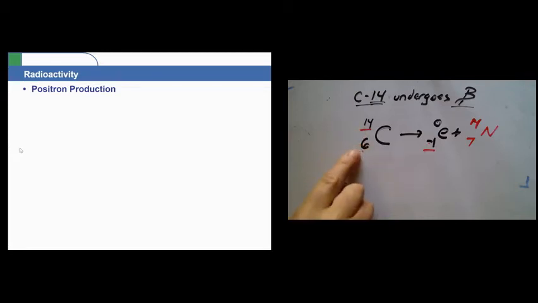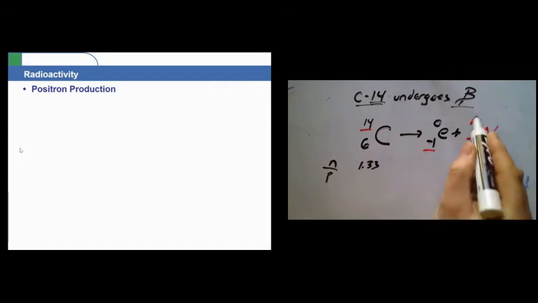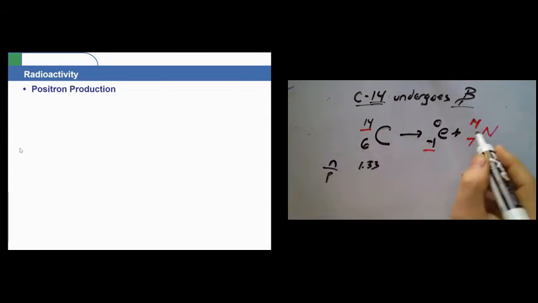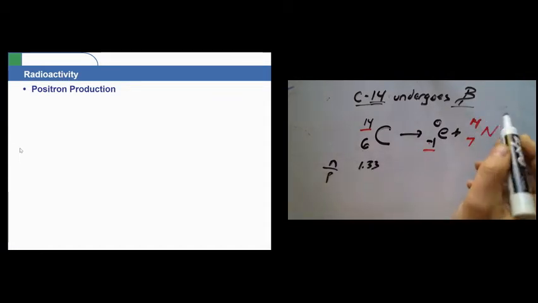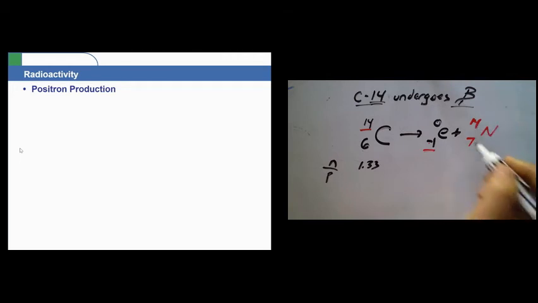There are 8 divided by 6 because there's 8 neutrons. Remember, you subtract these two to find the number of neutrons. So 8 divided by 6 gives us a ratio of about 1.33 neutrons divided by protons. Whereas here, 14 minus 7 is 7, so there's 7 neutrons, divided by 7, that's 1.0.